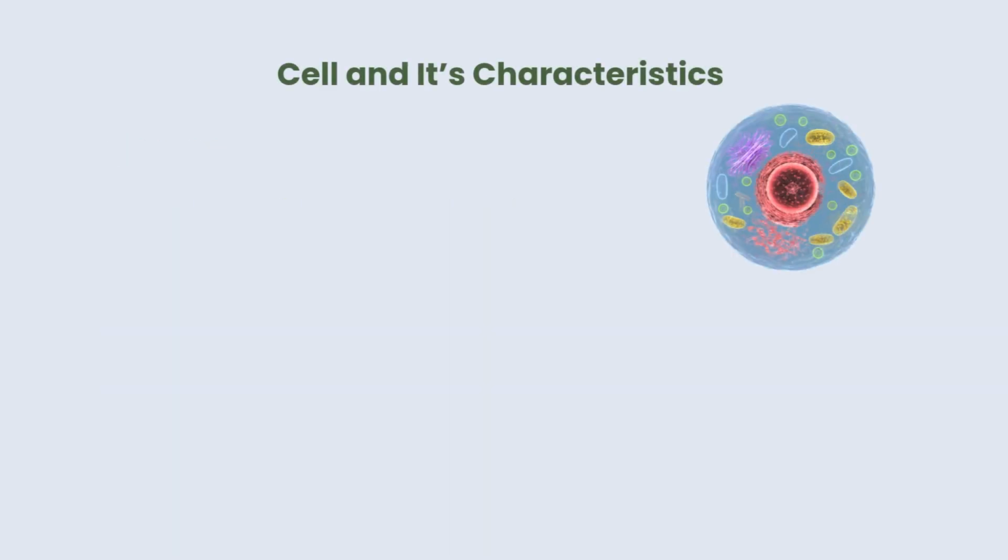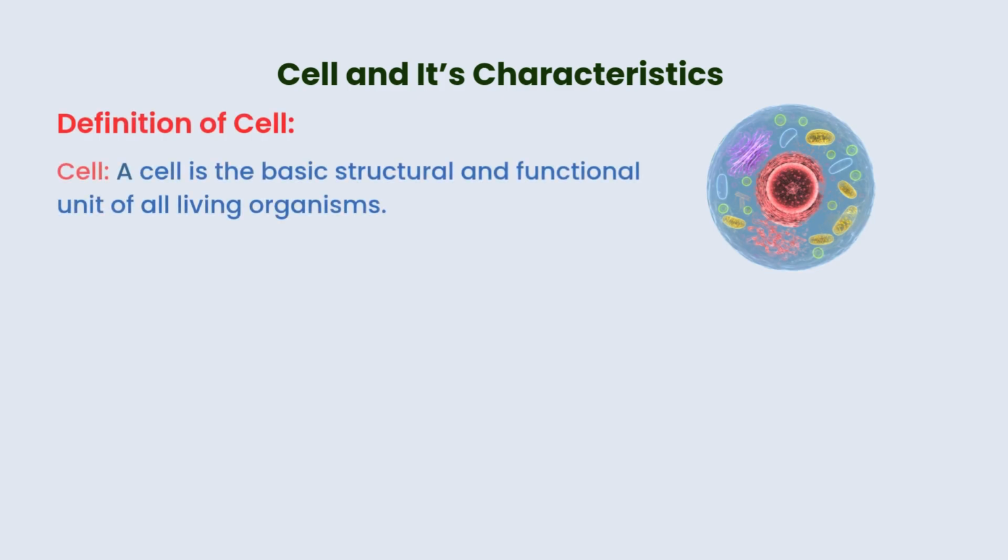Let's begin with our first subtopic, cell and its characteristics. What is the definition of a cell? A cell is the basic structural and functional unit of all living organisms. And what is the importance of cells? Building blocks, life processes, diversity.